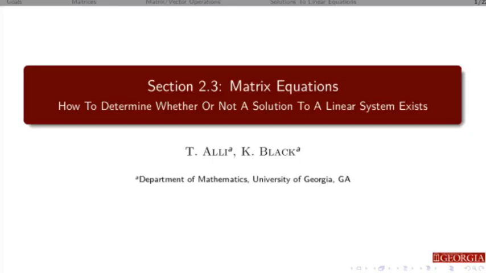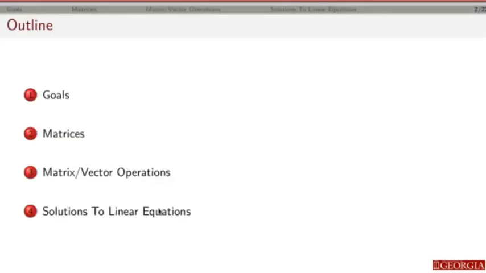Okay, we're going to take a look at section 2.3, and we're going to define something called a matrix and look at some basic operations on that. In terms of what we're going to do, we'll first list out the goals for this section, define what matrices are, define operations between matrices and vectors, and then we'll relate that to finding solutions to linear equations.